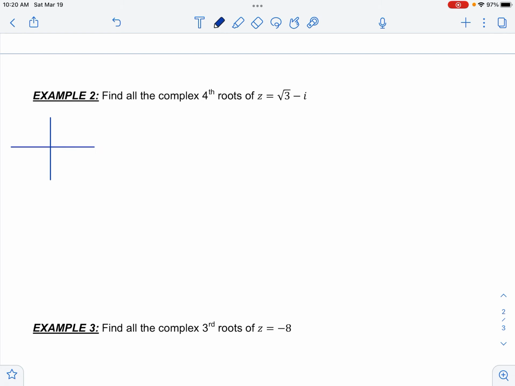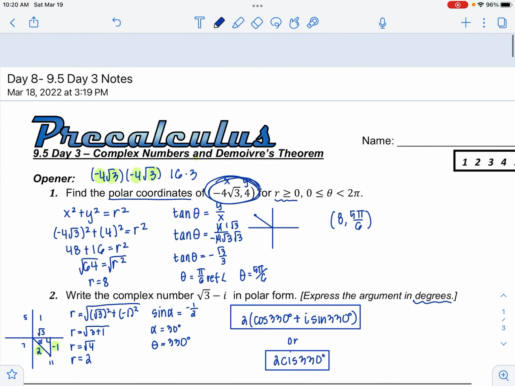All right, so this is root 3 minus i. So I go right root 3, down 1, and here is my right triangle. This is root 3. This is -1. Now this might seem familiar. It's from the warm-up, okay? So if you didn't watch the warm-up, you could go back and watch the warm-up and see what I got for r and what I got for theta, but it's the exact same problem, so I'm not going to do it again.